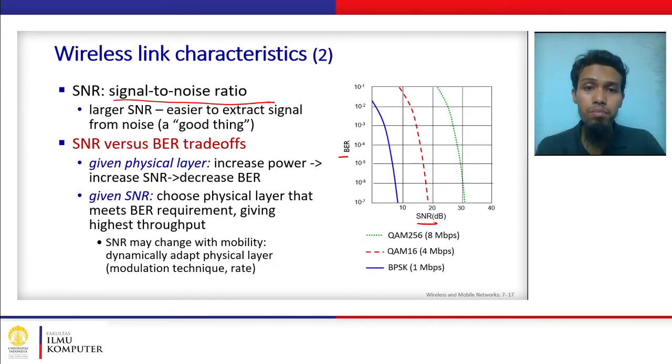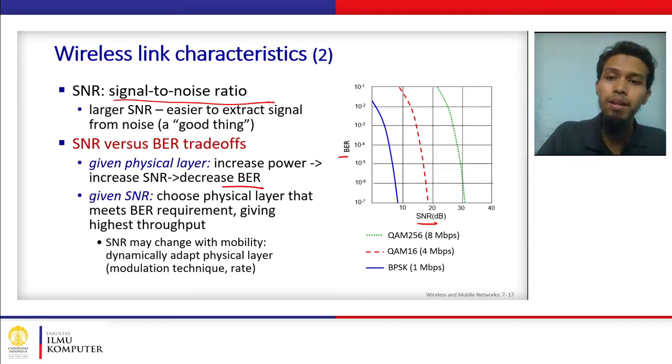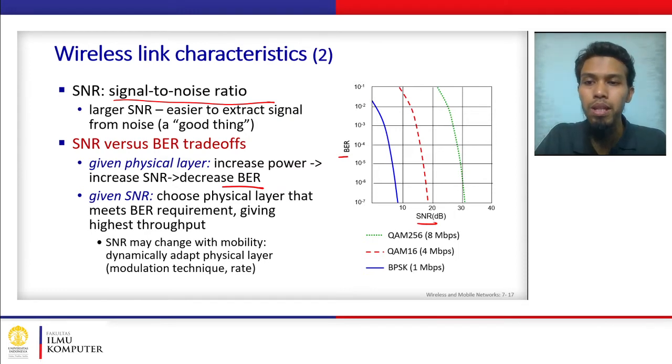So the only thing that can influence the SNR is when we move closer to the base station or the transmitter, then we can receive a higher SNR. With a higher SNR, normally we can have a lower BER. Normally the SNR is something that is given. We cannot really change the SNR because it depends on the physical characteristics.